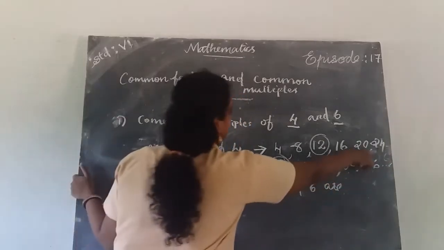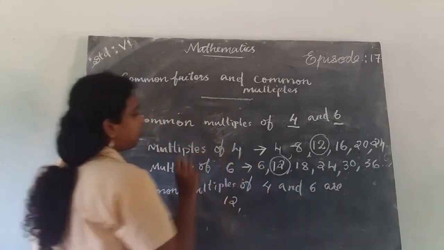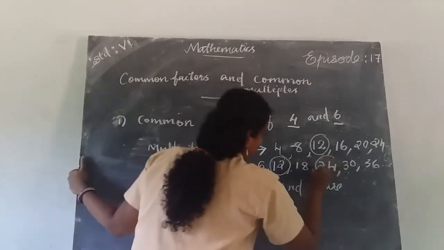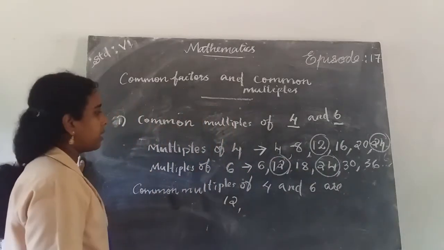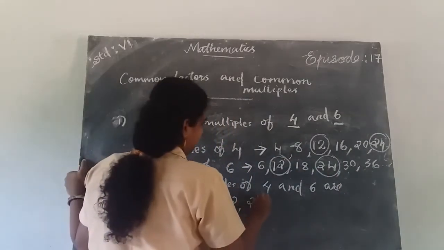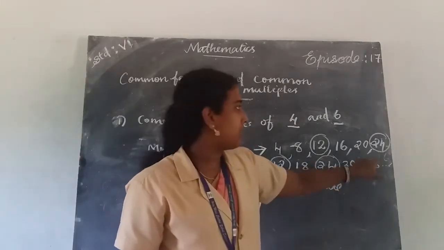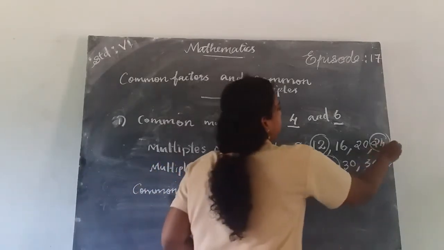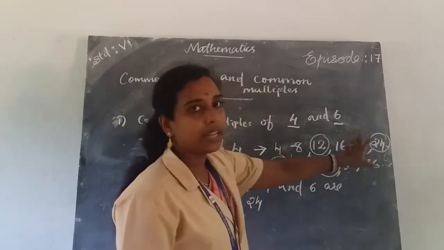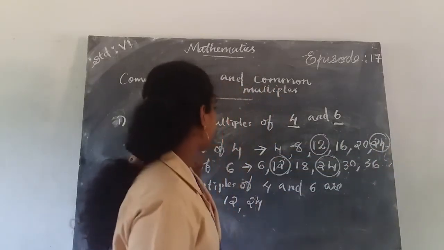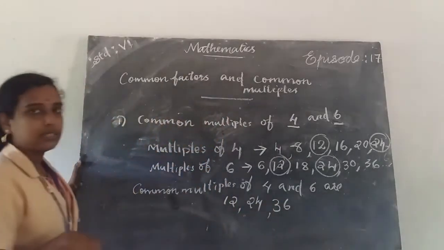24 is a multiple of 4, and 24 is also a multiple of 6. So it is common. 24 is a common multiple of 4 and 6. And 30 is not a common multiple, and 36 is a common multiple. We can write further numbers, and we can find that 36 is also a common multiple of 4 and 6.